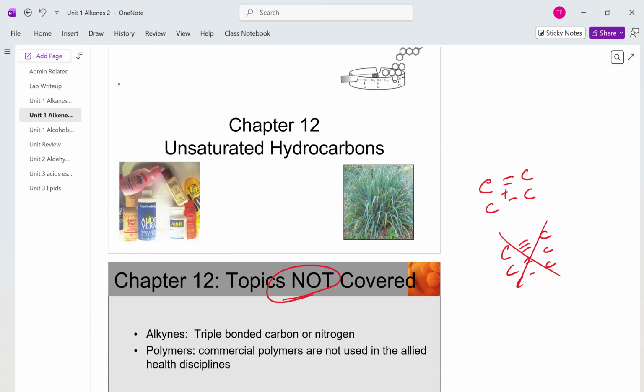Also, we're not going to cover plastics. We're going to be covering polymers, but we're going to be covering biological polymers like carbohydrates, proteins, and fats. There are polymers in those but they're biological polymers, not plastics.